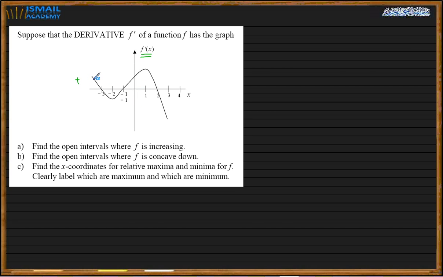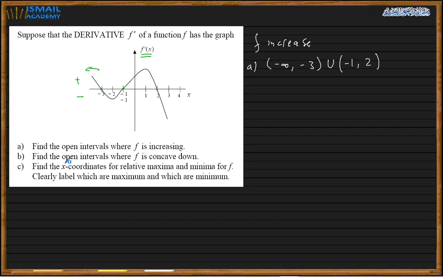Above is positive, that means the derivative here is positive. Below is negative, that means the derivative here is negative. When the derivative is positive, the function is increasing. That means it increases from negative infinity to -3, and increases between -1 and 2. So f increases on the interval (-infinity, -3) union (-1, 2), and decreases between -3 and -1, and decreases again on 2 to plus infinity. So this is the first question.